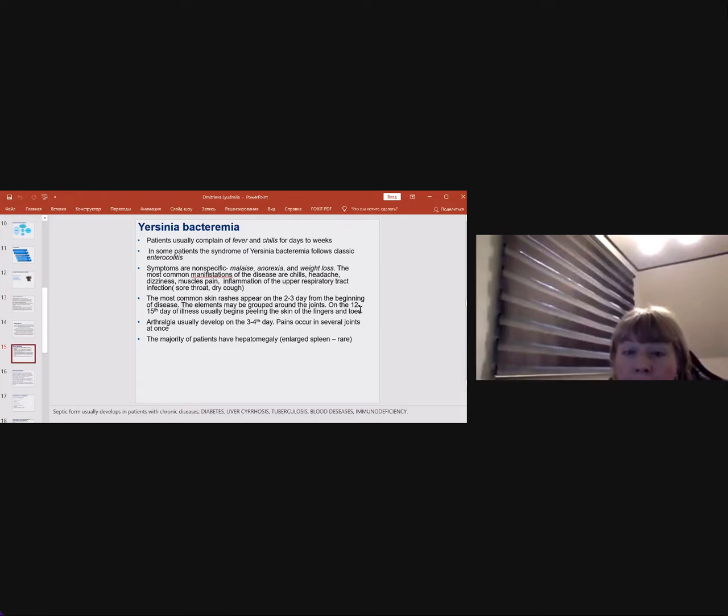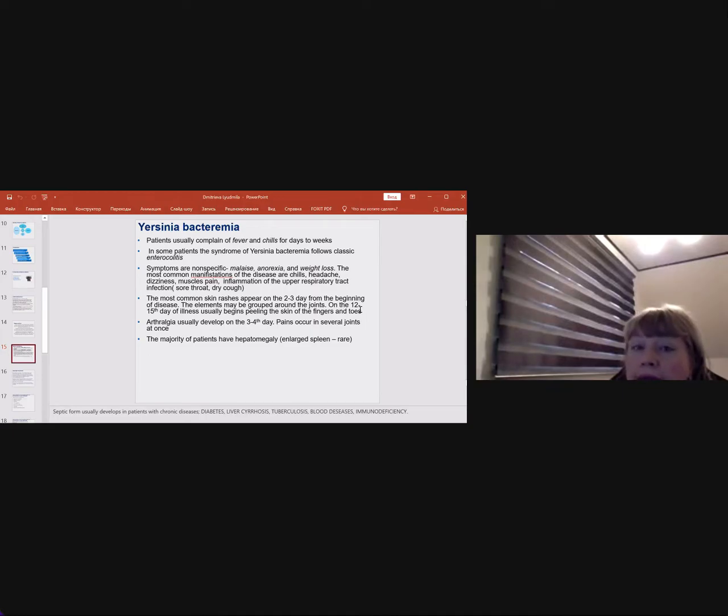Splenomegaly may be rare, yes, but hepatomegaly is present in all patients with the generalized form of yersiniosis. And doctors, the septic form usually develops in patients with chronic disease: sugar diabetes, liver cirrhosis, tuberculosis, blood diseases, immunodeficiency. And doctors, what else?